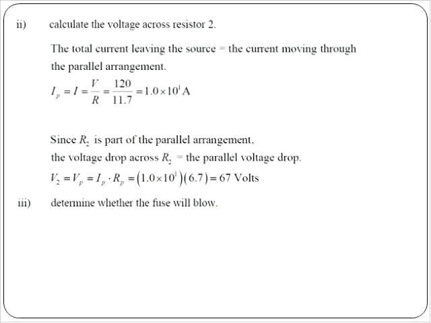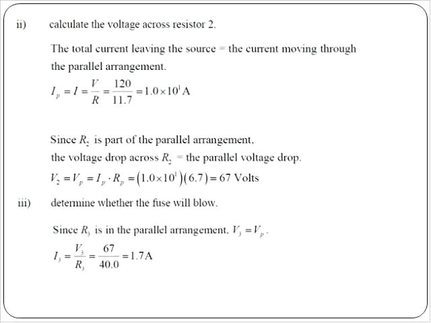R3 is part of that parallel. So in other words, the voltage drop for resistor 3 is the same as the voltage drop for resistor 2, which was 67 volts. We just found that in the previous part. So I can say I3 equals V3 over R3, 67 over 40, or 1.7 amps. Now remember, it was a 4 amp fuse. So 1.7 amps is less than that 4 amp fuse. Therefore, the fuse will not blow.